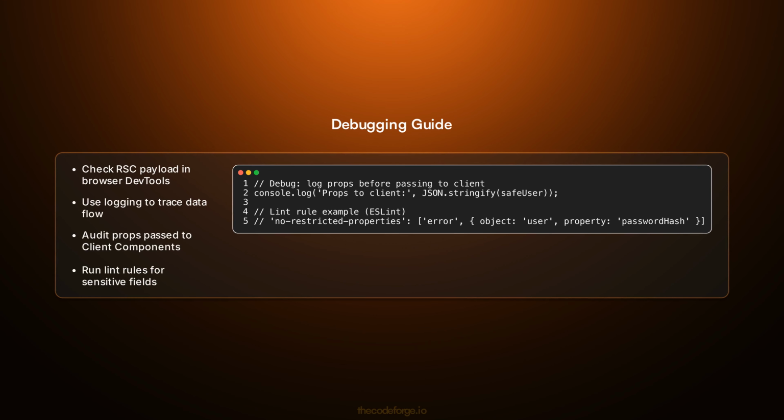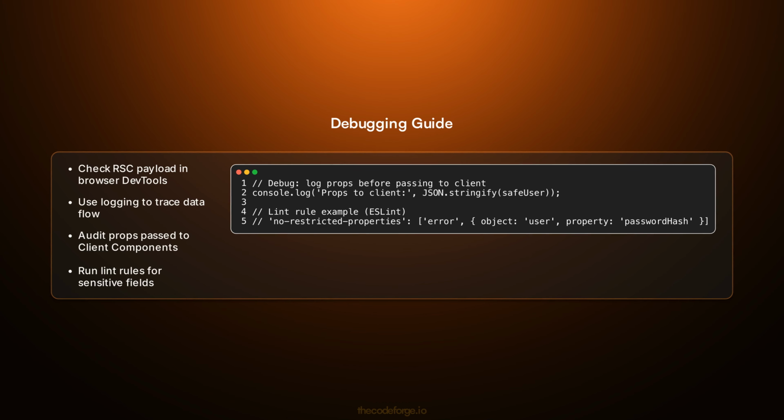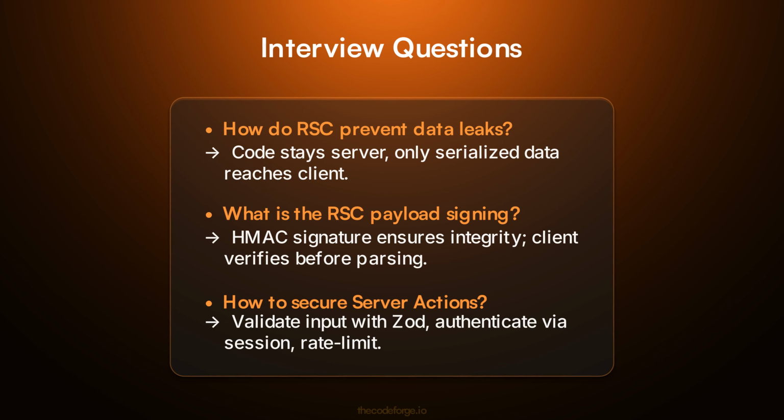To debug data leaks, inspect the RSC payload in the browser's Network tab. Add logging to trace what data is being passed to client components. Use lint rules to catch accidental exposure of sensitive fields. Let's run through some common interview questions.